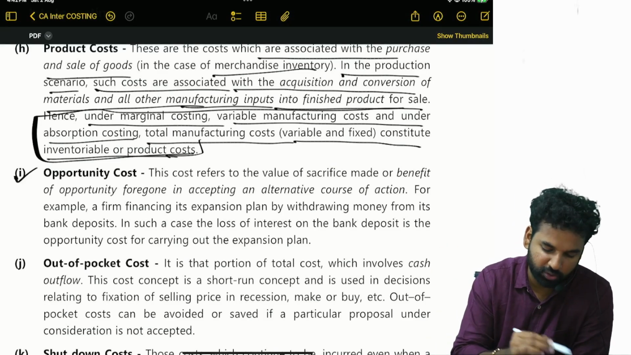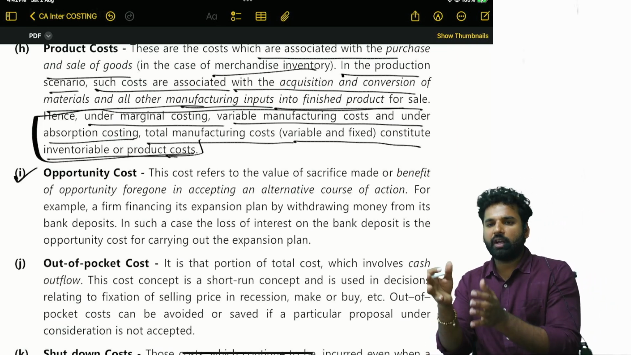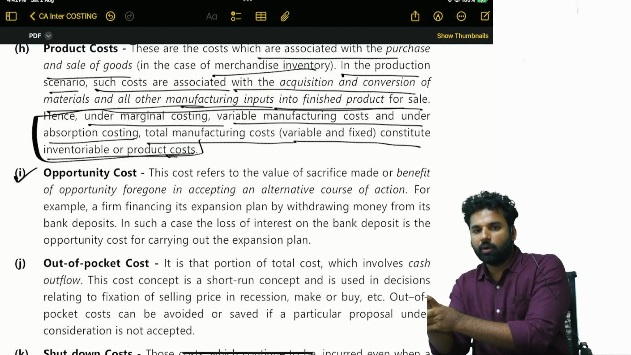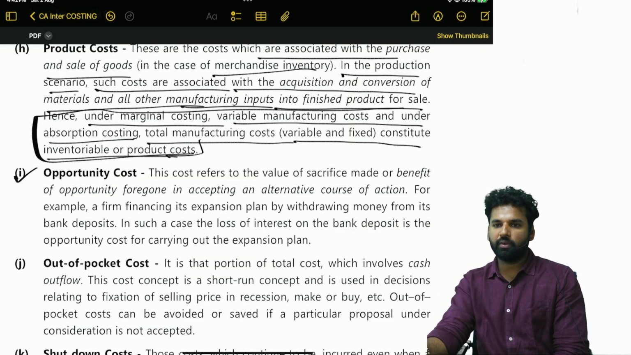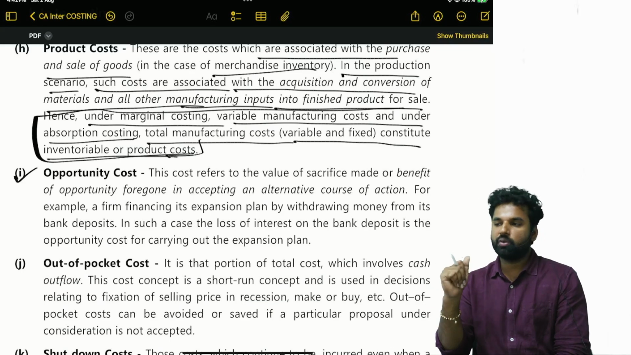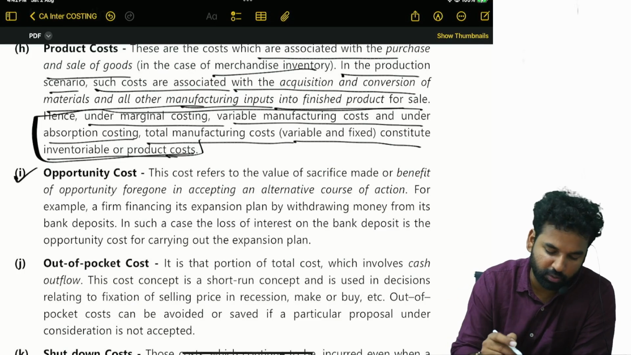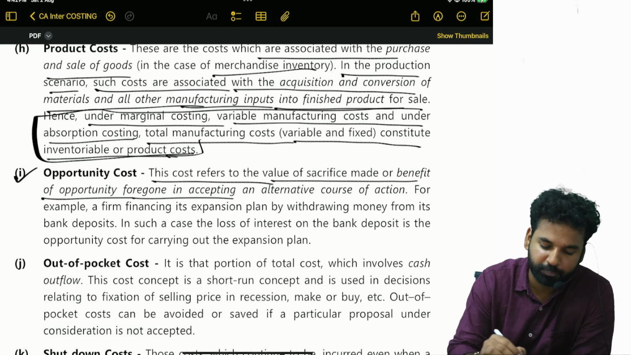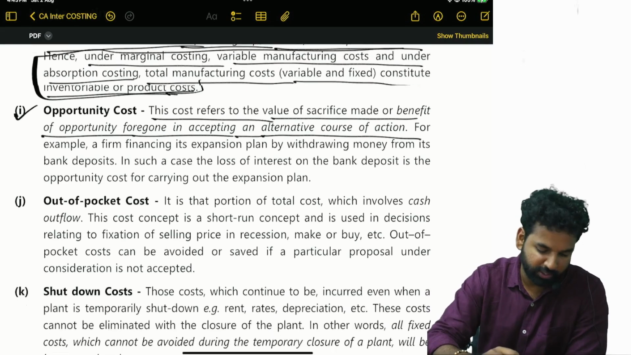Okay, next opportunity cost. Opportunity cost means what we are sacrificing. Sacrificing means what? Suppose we have 10 lakhs of profit. Whether this profit shall be distributed as dividend or retained in the business to go for a new investment. If you are giving it as a dividend, or going for a new investment, that sacrifice is there. That sacrifice cost is nothing but opportunity cost. This cost refers to the value of sacrifice made or benefit of opportunity foregone in accepting an alternative course of action.